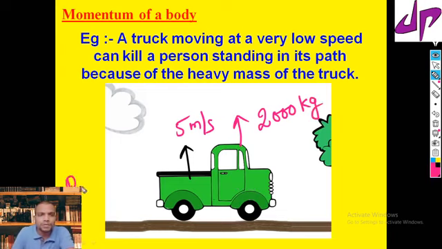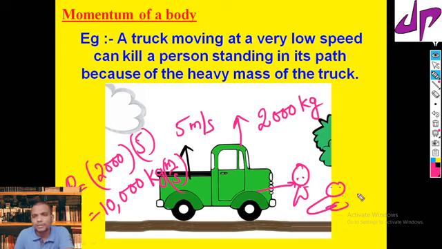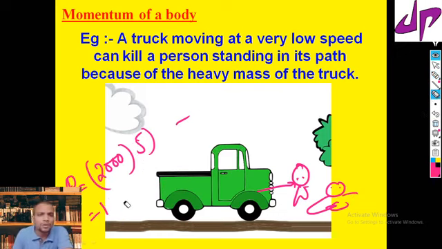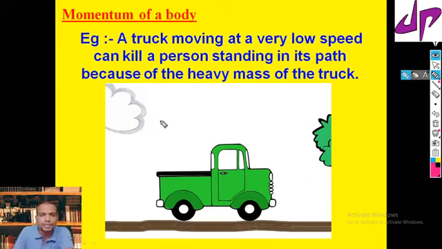If you calculate the momentum of the truck, we have to multiply 2000 times 5. So I get 10,000, which is the momentum. It's a huge amount. Kg meter per second is the unit. So even though the truck has very low speed, when it hits a person standing there, the person will die because it has more momentum. Even though it has less velocity, the truck's mass is more, therefore the momentum is more. So from that I can say that momentum increases if mass increases.